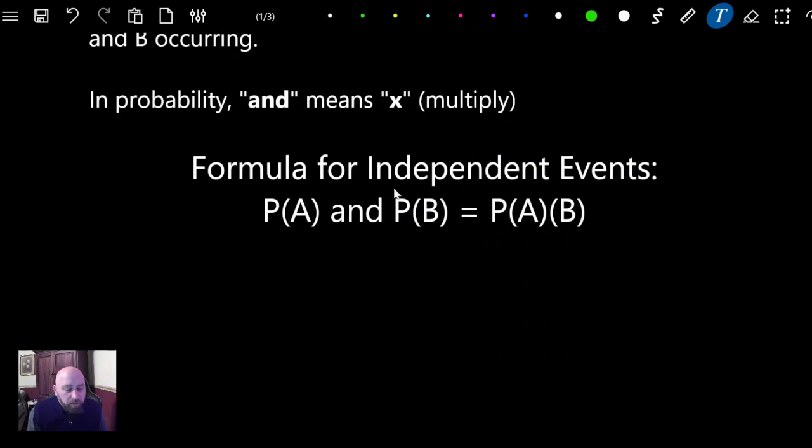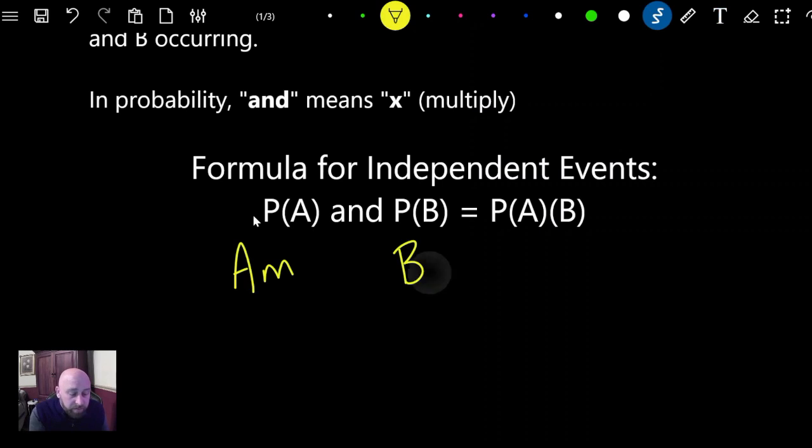So here's the formula for independent events. The probability of A, let's call this Amanda, and the probability of B, and that was Brian. So Amanda and Brian. Now, they both have their own separate things. So what do we do when we have this word and? We combine their probabilities by multiplication.